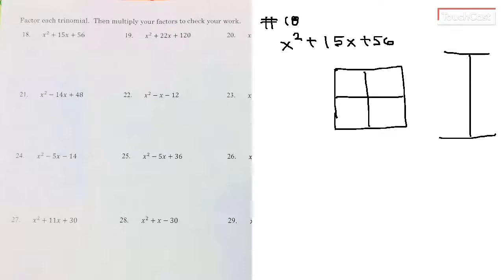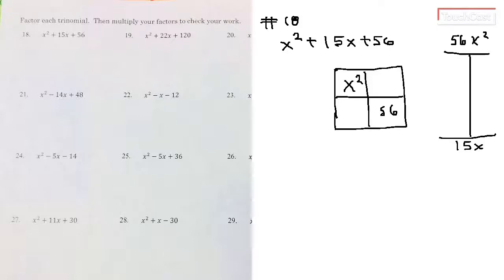If you remember from your notes from yesterday, your first term goes in the first box, so x squared in my first box. The last term will go in the last box, 56. I multiply these two to put on top of my eye, 56x squared. That middle term of 15x will go down on the bottom. I need to find two numbers that multiply to 56x squared, but will add to 15x.